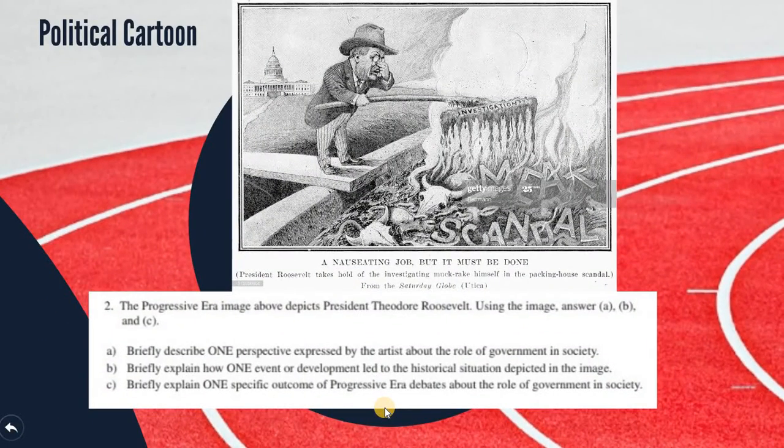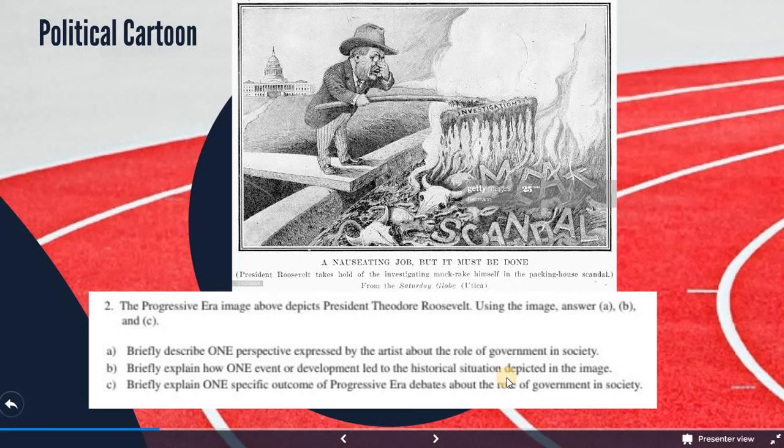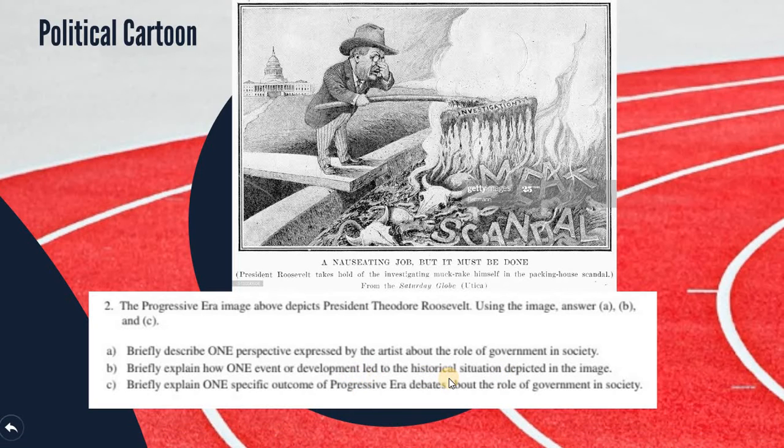You also may see political cartoons. So here's an example from the Progressive era. You have the cartoon here, and then 3 tasks. What's the perspective of the political cartoonist? An event that supports it, that led to the historical situation. So you need a cause of this problem. The Jungle by Upton Sinclair would be an excellent answer. And then 1 outcome, the Meat Inspection Act, is an excellent example for that prompt.